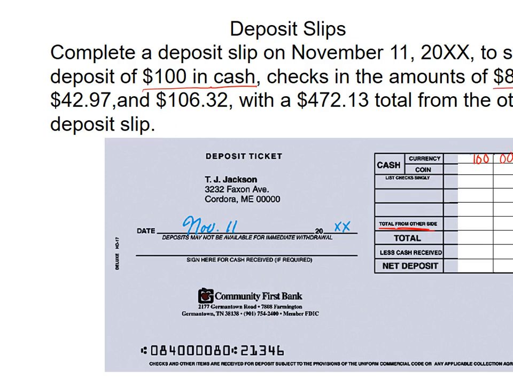Okay, and you have these checks. You have $87.83, so that goes here. $42.97, $106.32, and $472.13 total from the other side of the deposit slip. So you could have had one check that was $472. You could have had like 4 or 5 checks that added up to $472. But we know we had more checks, and the sum of them was $472.13.